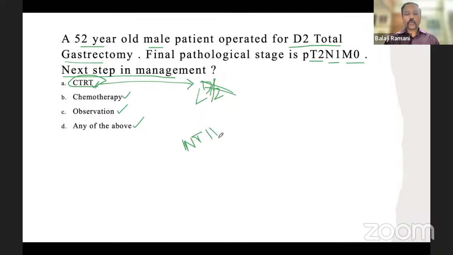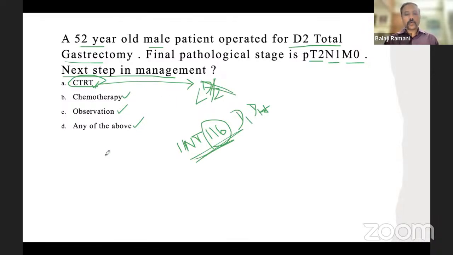This is proved based on the trial known as the intergroup trial. So the intergroup 116 trial was there. This was an American study. The intergroup 116 trial showed that there is a benefit of giving concurrent chemo radiation in patients in US. Most of the time, the patients will only undergo a D1 or a D1 plus dissection. So they don't go for a formal D2 dissection as is common in India or in Japan.